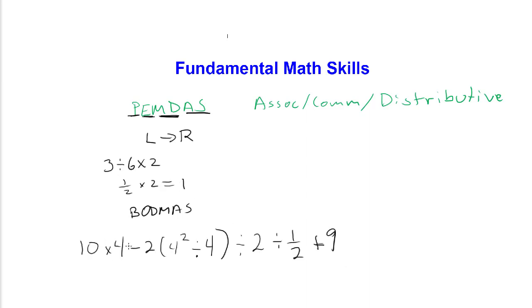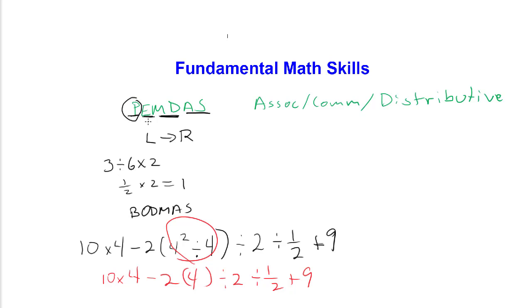Okay, if I had the following, 10 times 4 minus 2, quantity 4 squared divided by 4, divided by 2 divided by 1/2 plus 9. Whoa, okay, where do we begin? Well, we're going to begin going left to right. Oh, I do see parentheses, so I'm going to start there. 4 squared divided by 4. Well, that just becomes 4. So now I have 10 times 4 minus 2 times my 4 in parentheses, divided by 2, divided by 1/2, plus 9.